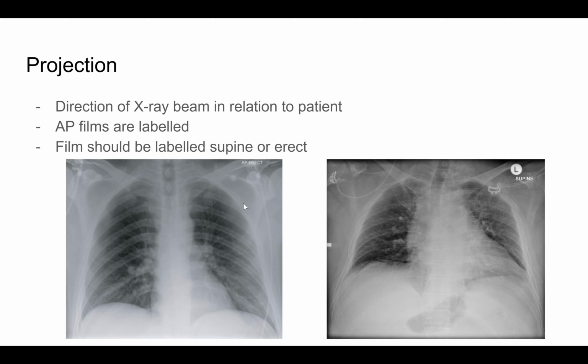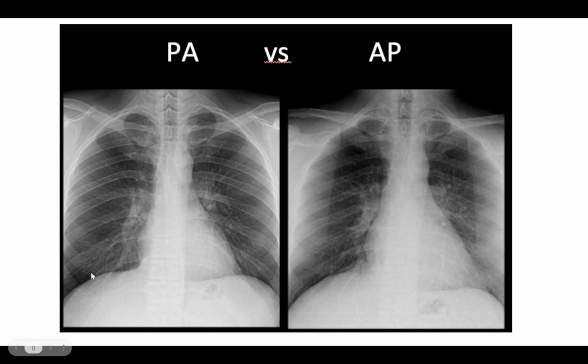So in both of these AP chest x-rays, there is a scapular shadow that can be misinterpreted as a consolidation. Here, this is an AP film. There is no scapular shadow here, but there is a scapular shadow in this chest x-ray film. This is an anterior-posterior one.